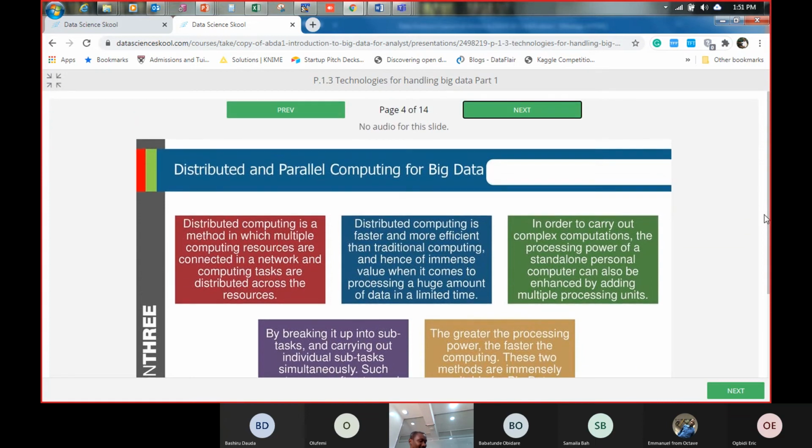Remember, why this is important is that there are 3 problems we need to solve: the volume problem, the velocity problem, and the variety problem. Those are the problems we need to solve.